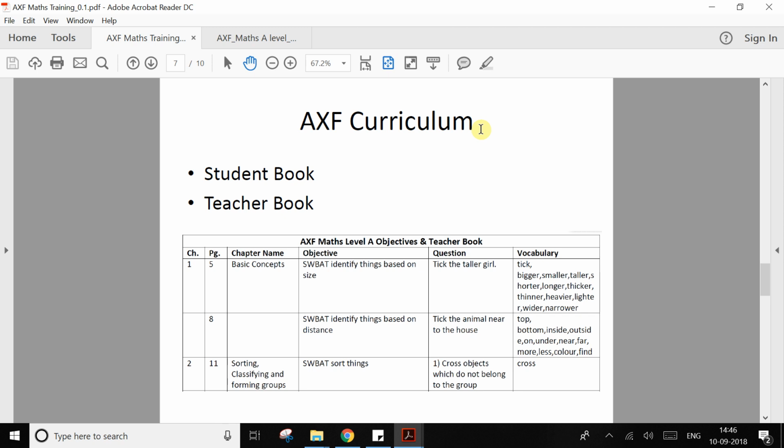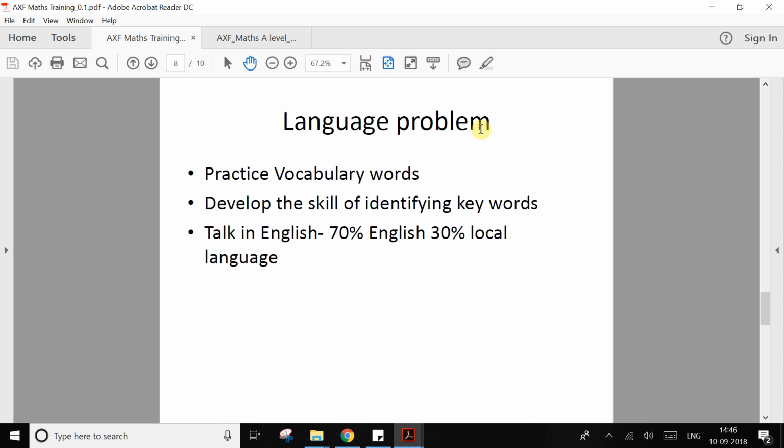You can use a lot of games to learn these words, but make sure they are able to just read these words. When you are teaching the objective, you can tell the meaning, you can ask them to write the spelling. Meaning and spelling comes later, but first step, they should be able to just read the word. So practice vocabulary words. This is not connected to maths concept teaching, but it is a prerequisite to teaching maths. Yeah? First, practice vocabulary words.